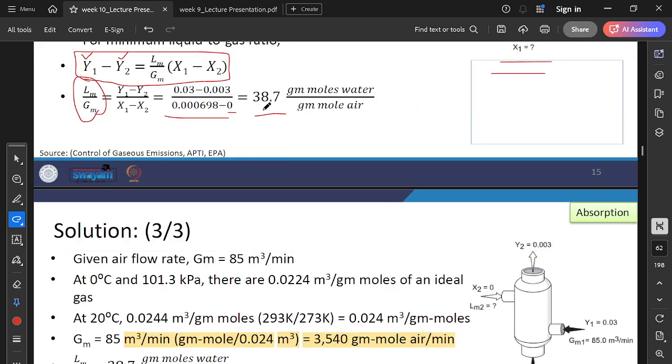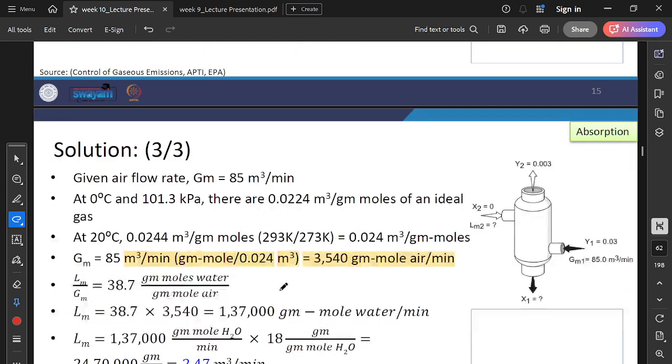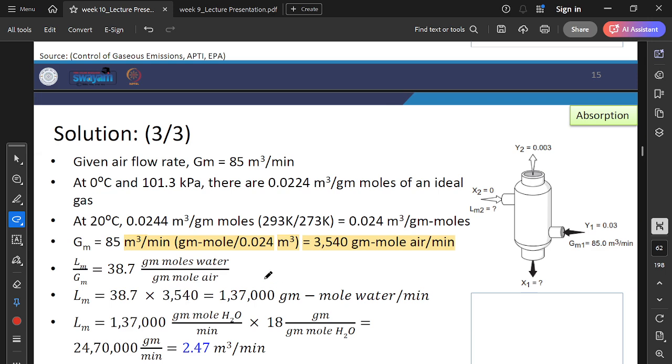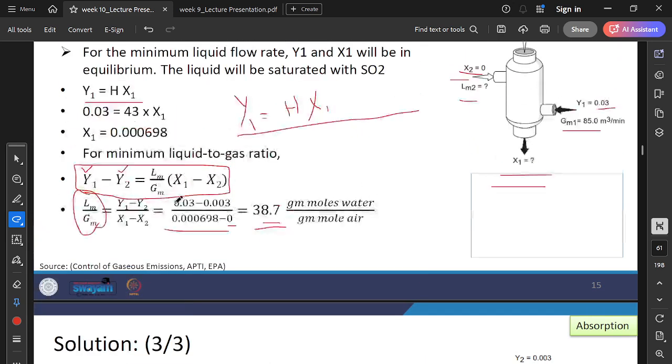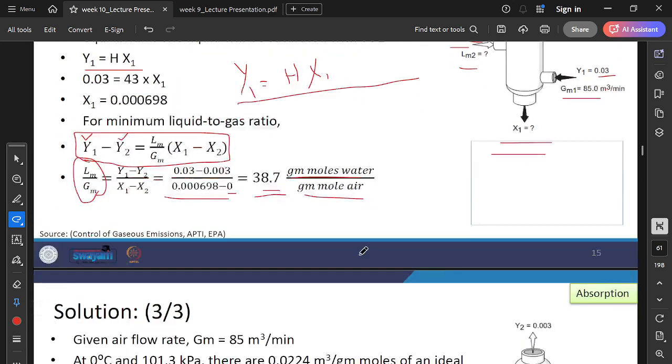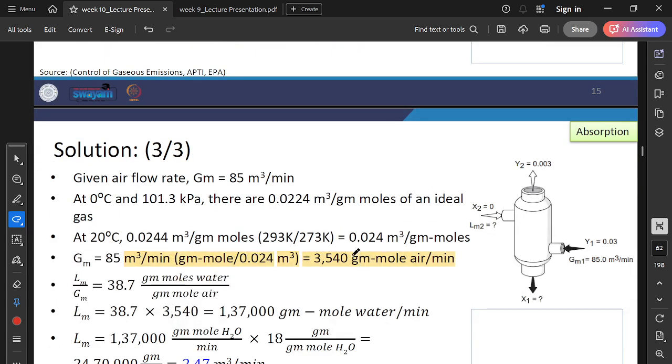So if I divide 38.7 by 85, I'll get the flow rate of, sorry, liquid, that is water. But if they are asking in meter cube per minute, my result is in gram moles of water per gram moles of air. So I have to convert it with the molecular weight of the air. 0.024 meter cube of air will be there in 1 gram mole. So if I substitute here, I will get 3540 gram mole of air per minute.